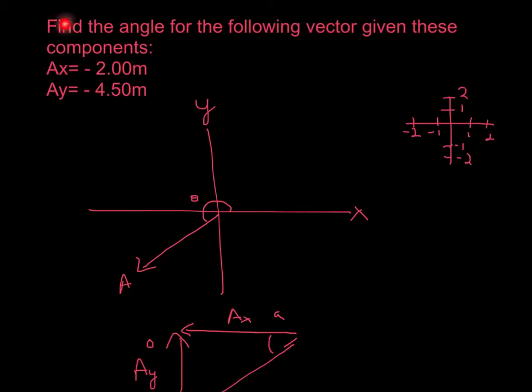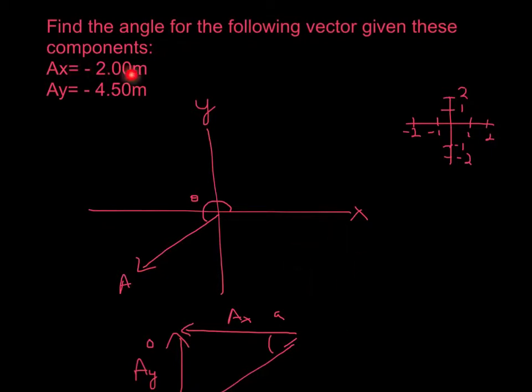In this problem, it's find the angle for the following vector given these components. So they give you the x component and the y component. The first thing you do is you draw a graph. After that, you try to find which quadrant the vector is in.